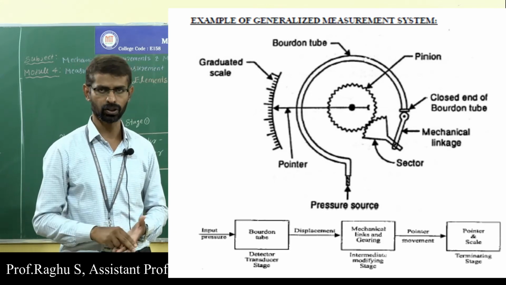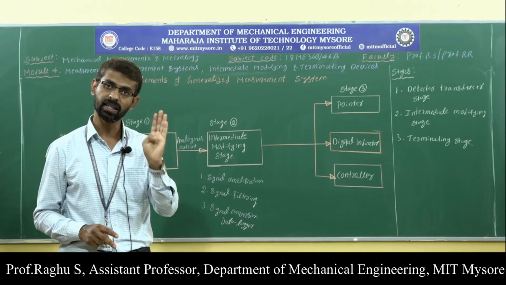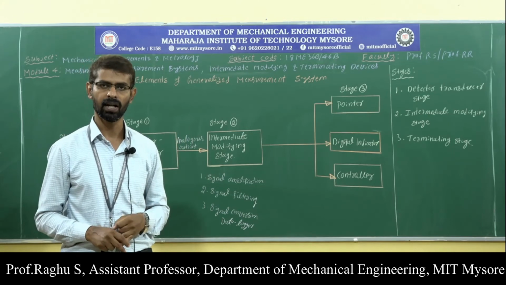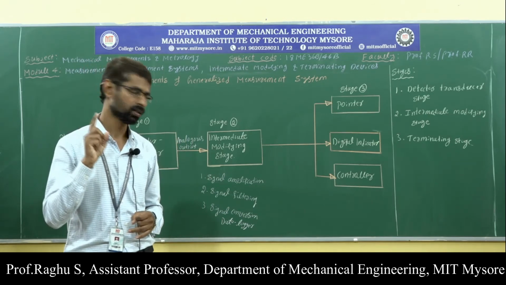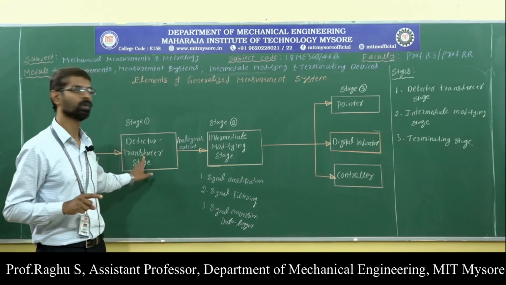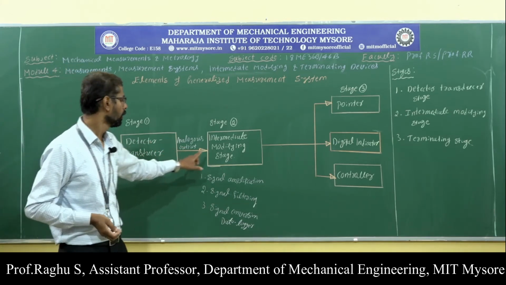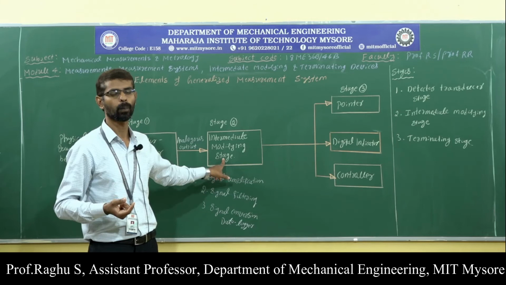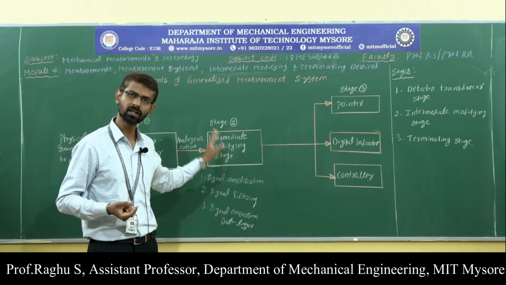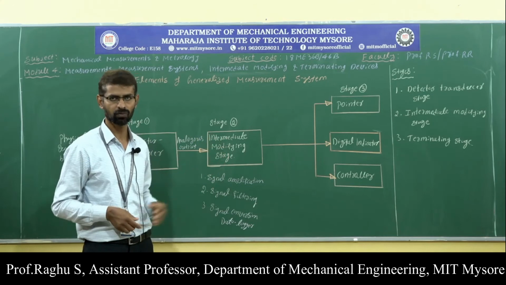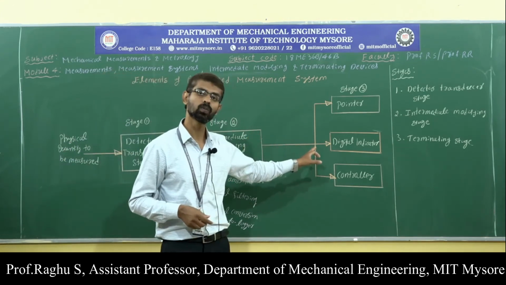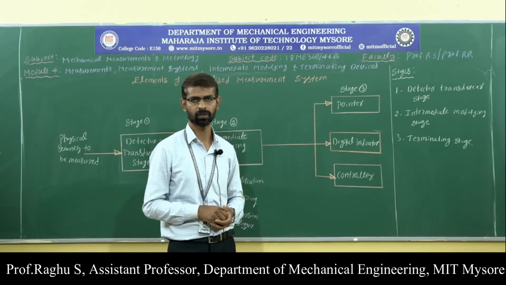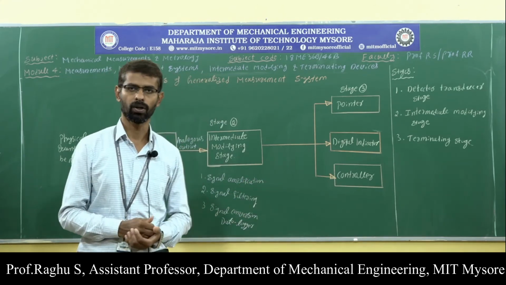For any generalized measurement system, we observe three elements: detector transducer elements, intermediate modifying elements, and terminating elements. The function of the detector transducer stage is to detect the physical quantity to be measured and convert it into analog form. The intermediate modifying stage, or signal conditioning stage, modifies the signal obtained from the first stage. Modification involves amplification, filtering, or signal conversion. Finally, the modified signal is displayed, or presented in readable form to the human being. So this is all about the generalized measurement system.